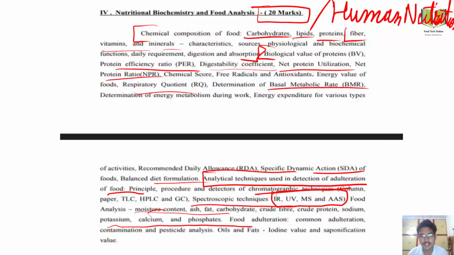And then the next portion is food adulteration, which includes common adulterants, their effects on humans, and contamination by pesticides and their analysis. In oils and fats, iodine value and saponification value. See, again, in oils and fats you only have to discuss iodine value or saponification value. So these are the points you have to discuss when you start studying.